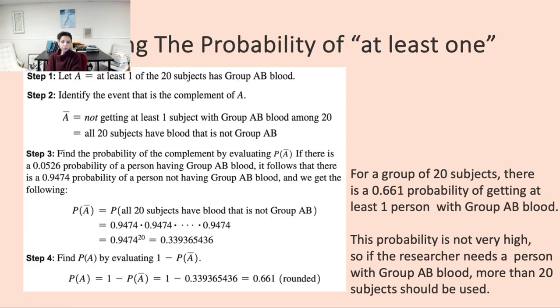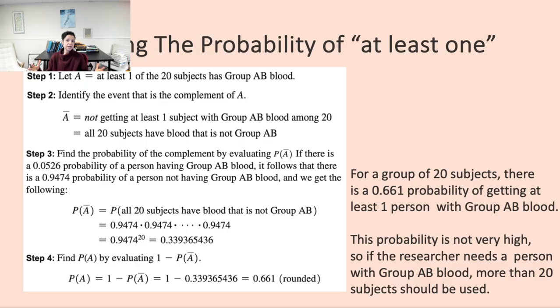So for a group of 20 subjects, there's a probability of 0.661 of getting at least one person with group AB blood. So this probability is not super high, right? So the researcher, if they want to be reasonably sure that they're going to get somebody with AB blood, might need to pick more than 20 people.